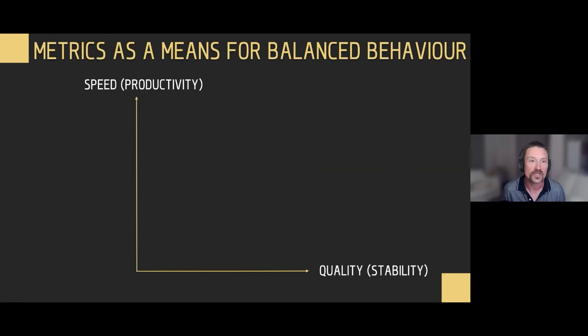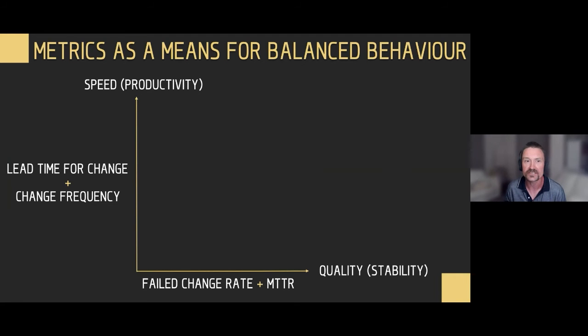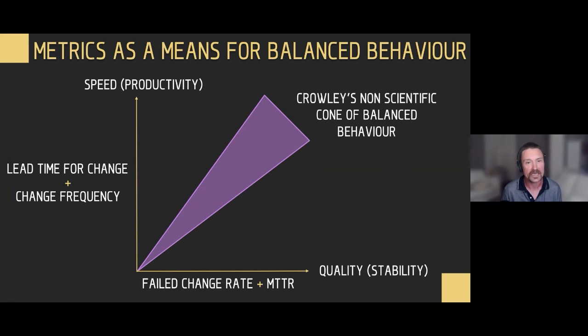So if we plot this on a graph with speed on the y-axis and quality or stability on the x-axis, and then put lead time for change and change frequency on the y-axis and fail change rate and mean time to recover on the x-axis, we can then plot a graph of where you want your company to be at any point in time.